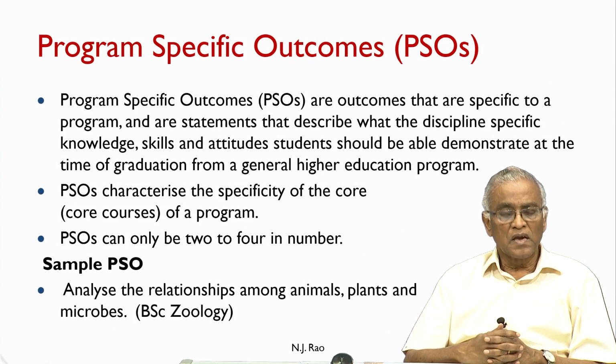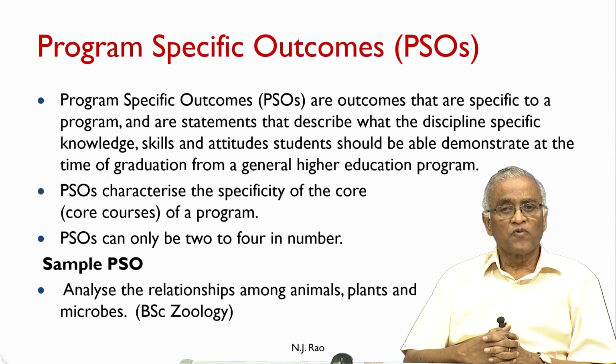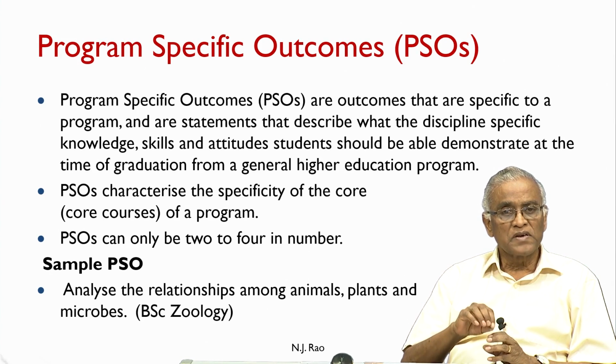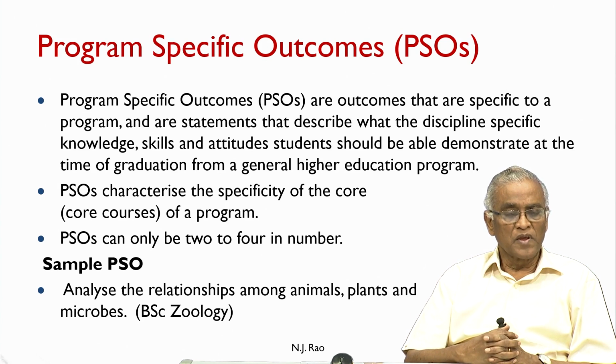So now if we say I am doing BSc in zoology, I need to identify outcomes that make sense with respect to the discipline of zoology. So program specific outcomes are outcomes that are specific to a program and are statements that describe what the discipline specific knowledge, skills and attitudes students should be able to demonstrate at the time of graduation from a specific higher education program.